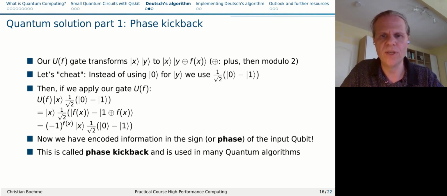So let's write this here. If, on the other hand, the function result is 1, then this is 1 minus 0, because 1 plus 1 modulo 2 is 0, right? So this is 1 minus 0. 1 minus 0 again is just minus 1 times 0 minus 1. We can move the minus 1 to the front of all our stuff here, to the power of f of x. Because if f of x is 0, then this is just times 1, and if f of x is 1, this is minus 1 times this part here, which is exactly what we have written here. Okay? Can you follow? Questions?